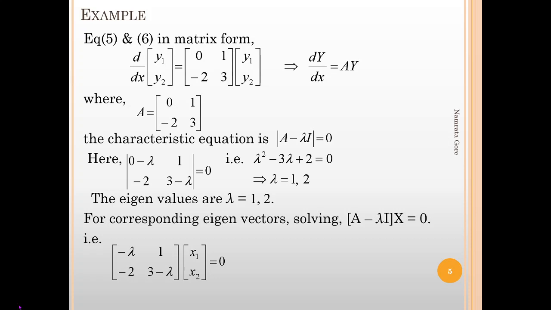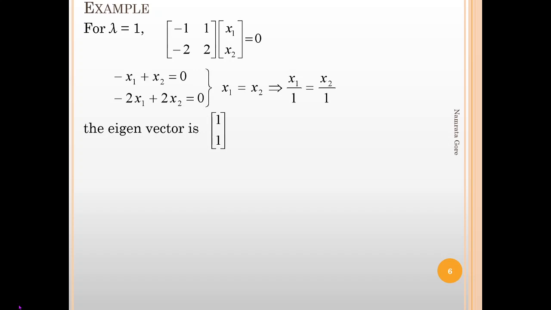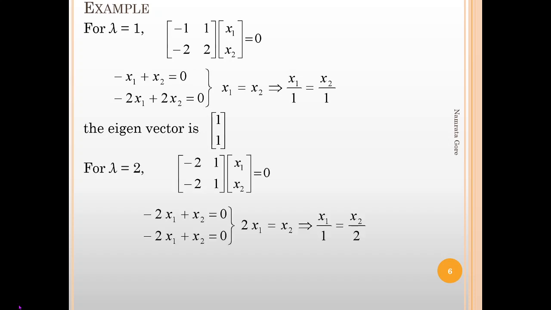Let us assume that x1, x2 are components of the matrix X. Substituting lambda equal to 1, we get these equations, and thus we get the eigenvector as 1, 1. This is the similar method we have used in previous topics of eigenvalues and eigenvectors. Lambda equal to 2, if substituted, we get the eigenvector as 1, 2.